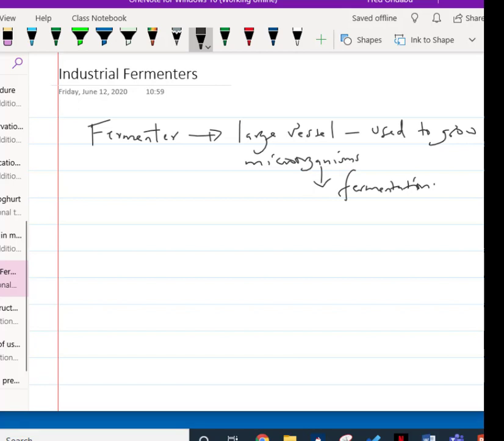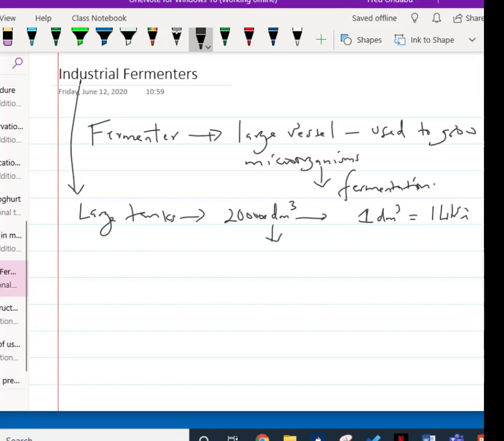Industrial fermenters are large tanks, and these tanks can be up to around 200 dm cubed in size, knowing very well that 1 dm cubed is equivalent to 1 liter, meaning this is equivalent to 200,000 liters. That is a very large quantity, meaning this is the liquid culture that they are able to carry.